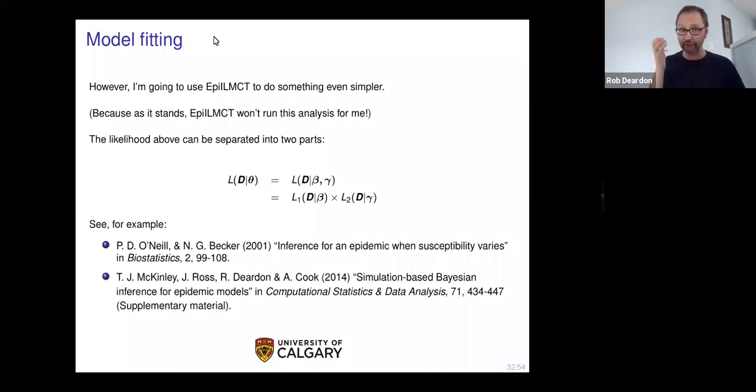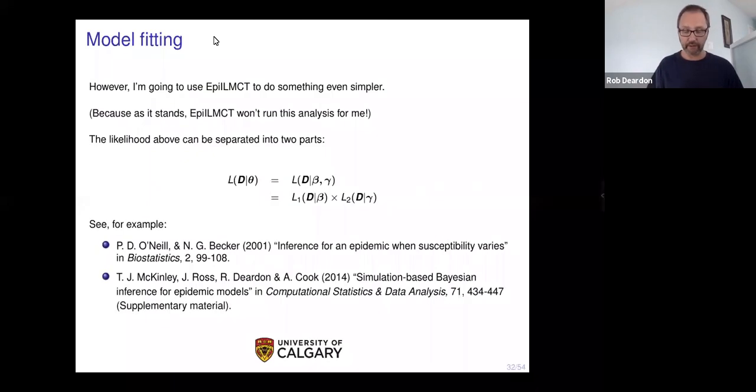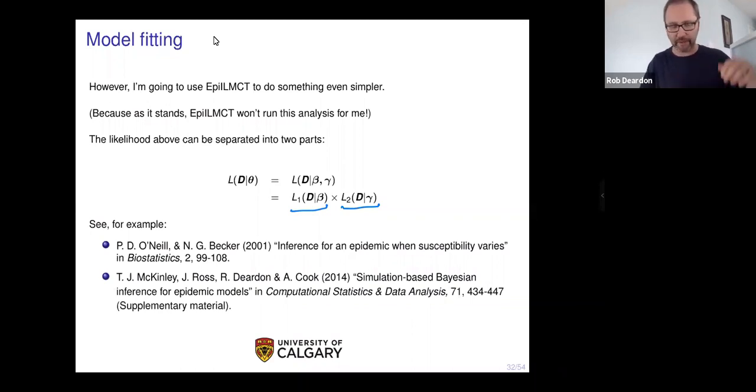Anyway, what I am going to do is, I haven't actually given the likelihood here, but you can rewrite this likelihood function. You can see that it's all made up of multiplicative parts, right? So you can actually separate out a component which is a function of beta. Okay, so L1, what I'll call the likelihood for beta, and the likelihood for gamma, a function that's just in terms of gamma. I think the first people to show this were Phil O'Neill and Niels Becker in 2001. But we actually talk about this as well in one of our papers in the supplementary material, which is what I used to prepare this. But the later paper has links to the earlier paper.